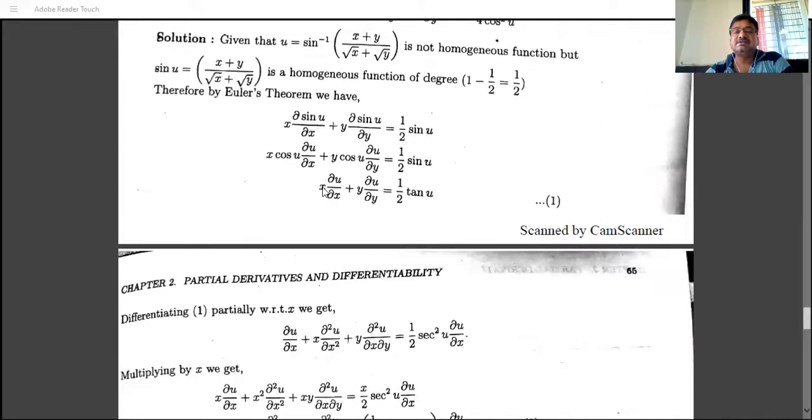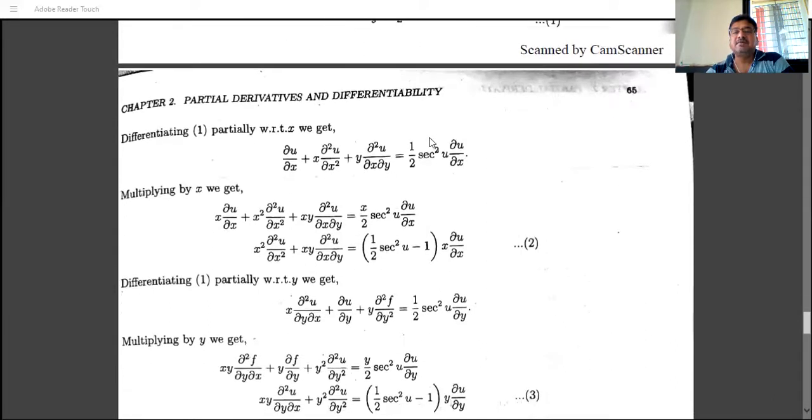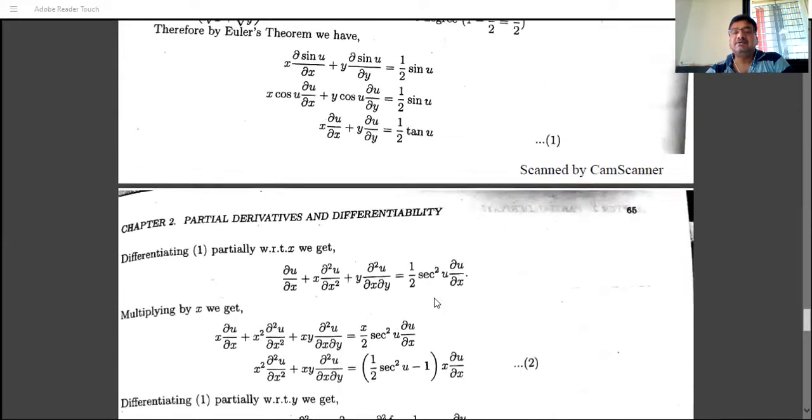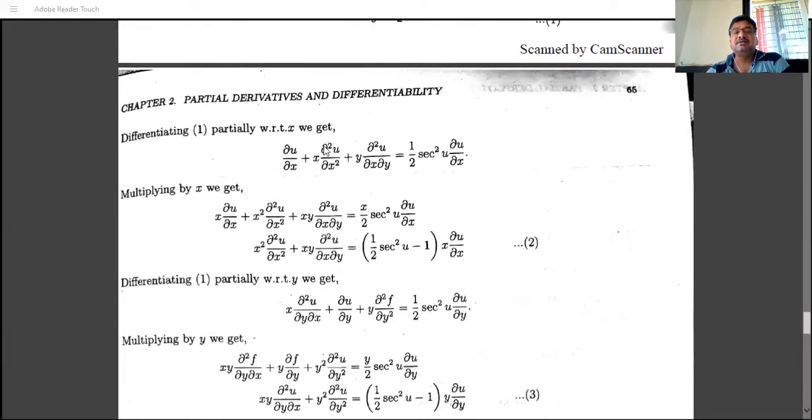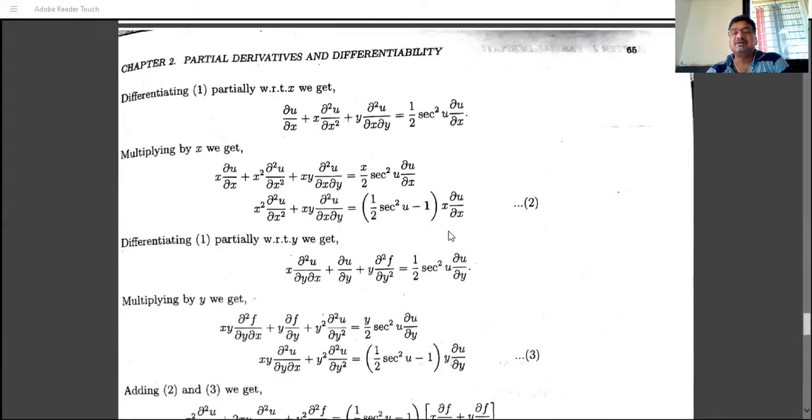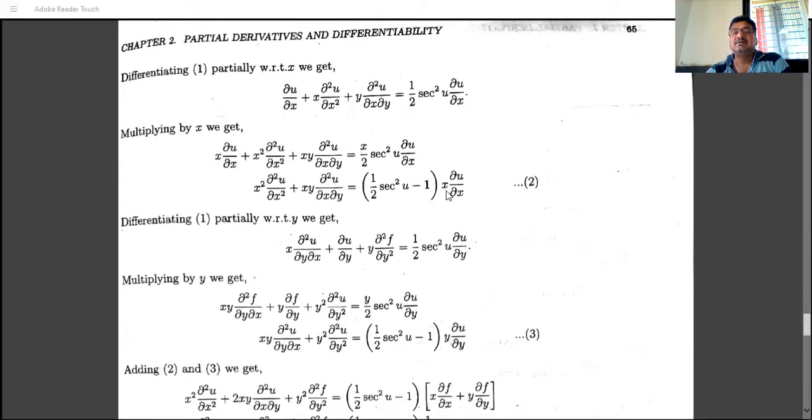The LHS is x ∂²u/∂x² plus ∂u/∂x into 1, using the u into v rule, and y is constant. The derivative of ∂u/∂x is ∂²u/∂x∂y, times 1/2. The derivative of tan u is sec² u into ∂u/∂x, because the derivative is with respect to x. Then shift this ∂u/∂x to the RHS, take ∂u/∂x as a common factor, and then multiply by x. We have this. Okay.